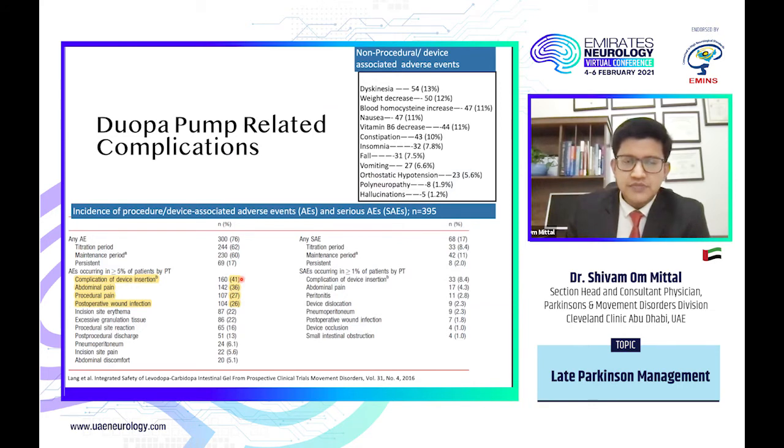So you need to tell this to our patients, and they should be aware that these are the common complications. These are very common. Anything more than 10% is common. If you say 41% patients will have device complications or insertions, they should be aware of that. So they are ready, and we have a gastroenterologist identified who can take care of this if needed.